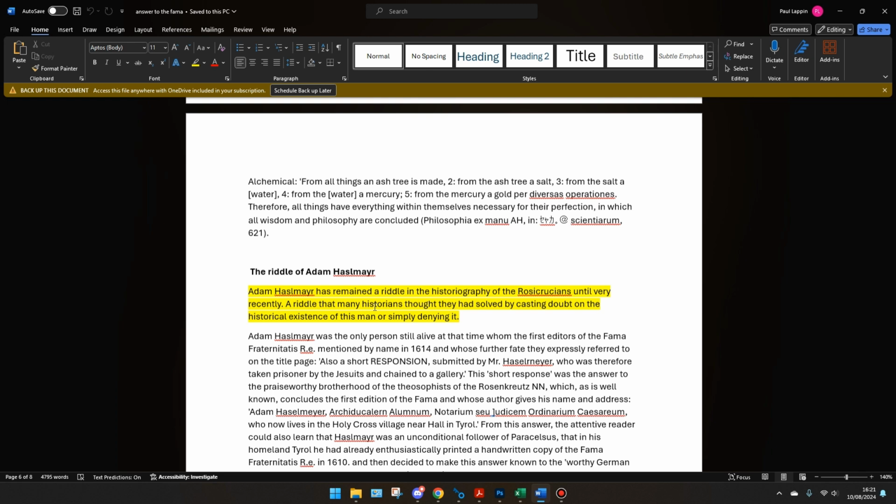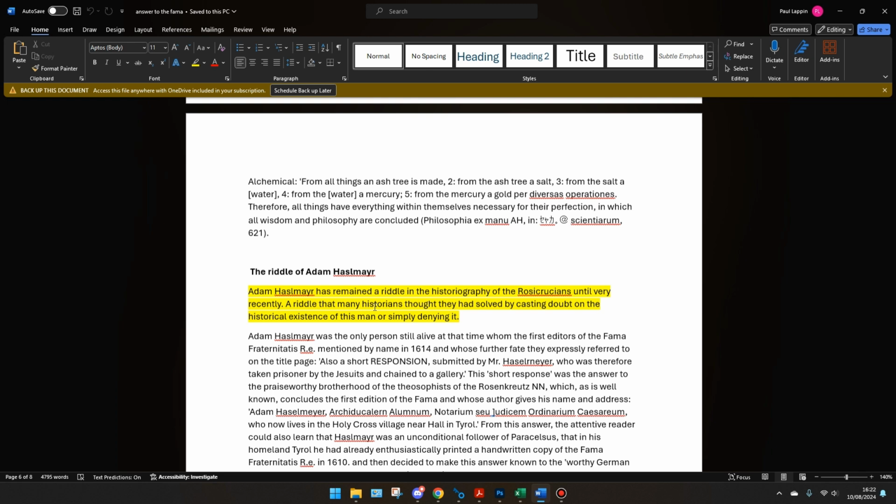It's saying here that many historians thought that they had solved the riddle by casting doubt on the historical existence of this man, or simply denying it. Now, this isn't me saying this. This is, hopefully the translation is good, Carlos Gilly basically saying there was at some point where they didn't believe that this man even existed. And this was just a story, and it wasn't until this first printed book was found in that library that they began to investigate further and bring it more to light.